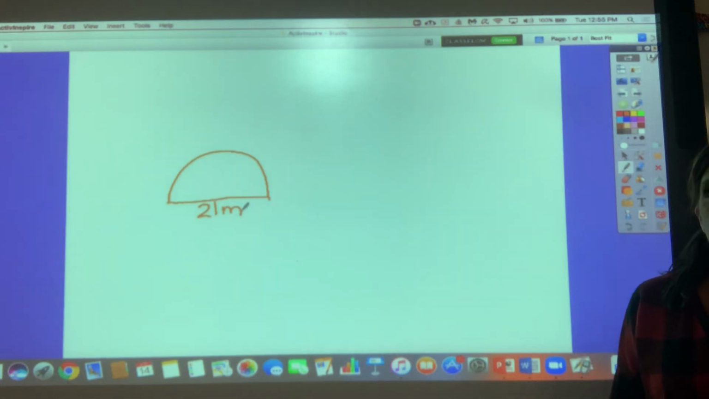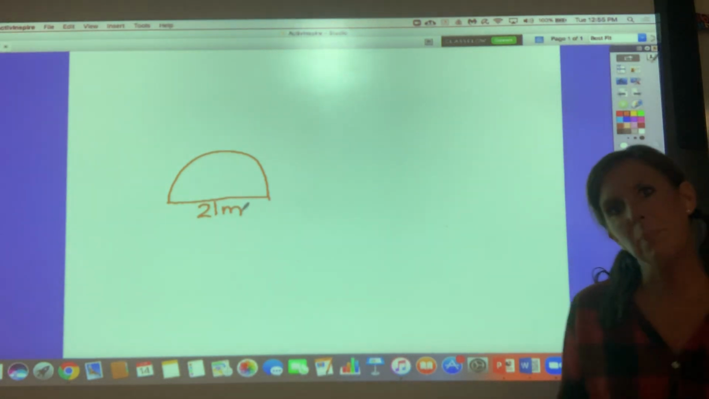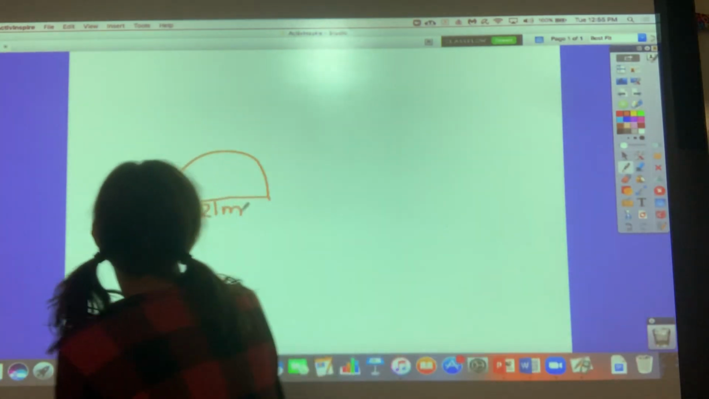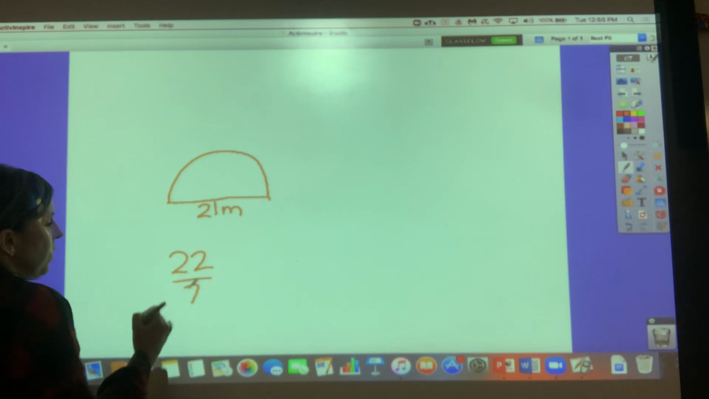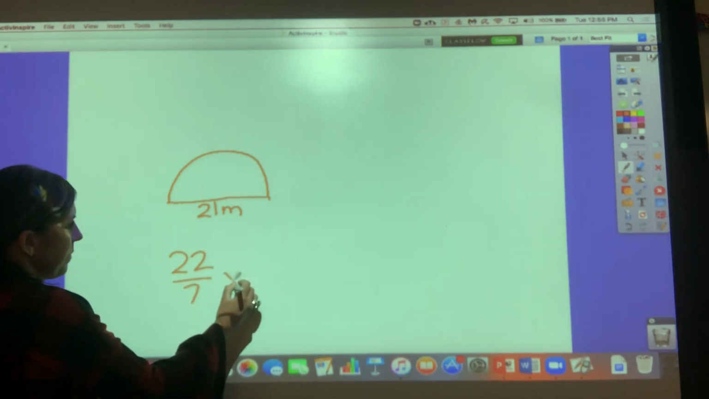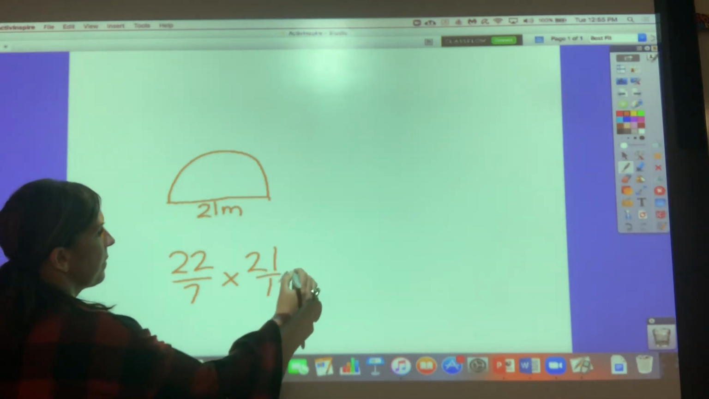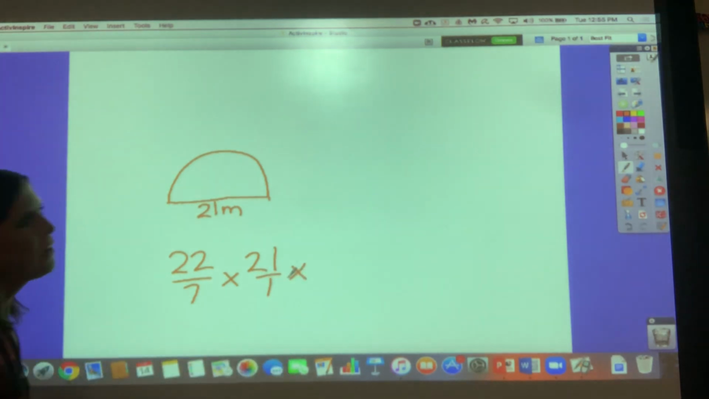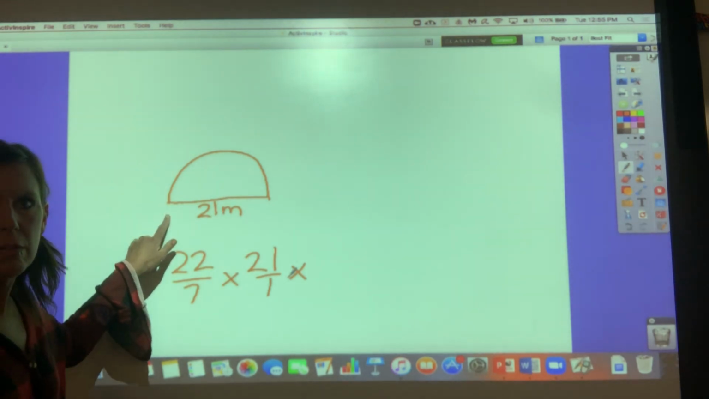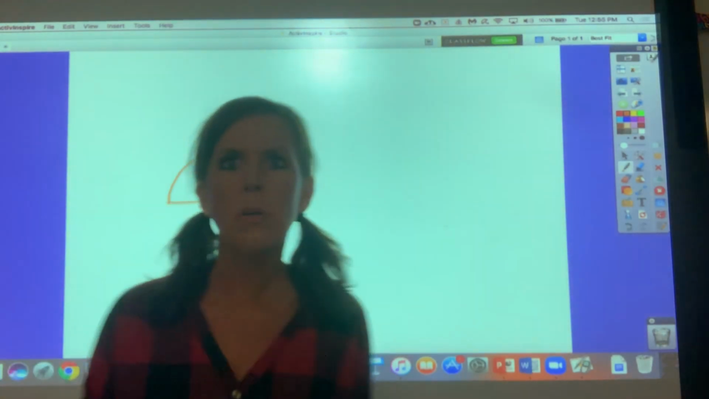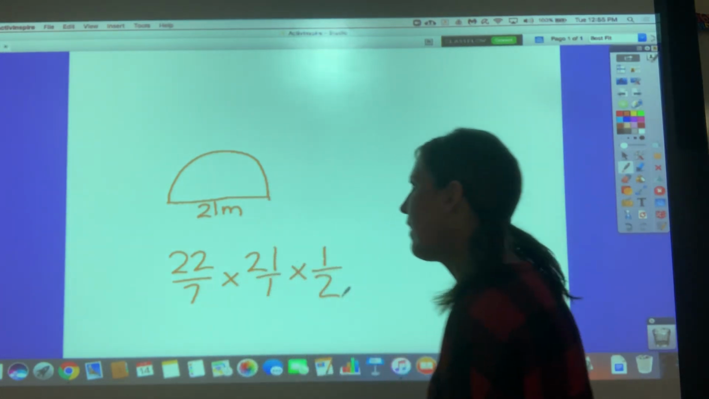So let's look at what we would do here. Okay, so again, circumference is pi times diameter. So we're going to use 22 over 7 for pi because it's going to cancel. So pi times diameter. Diameter is 21, so we're going to put 21 over 1. And then at the end, we're actually going to do one more step. We only have half a circle, so we're going to multiply by half at the end.